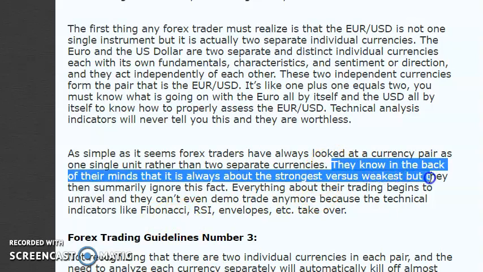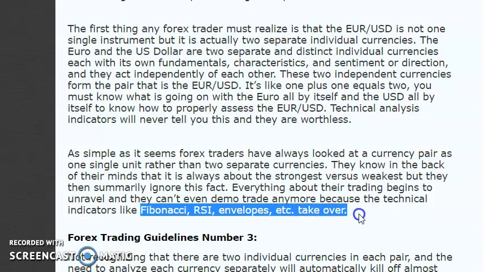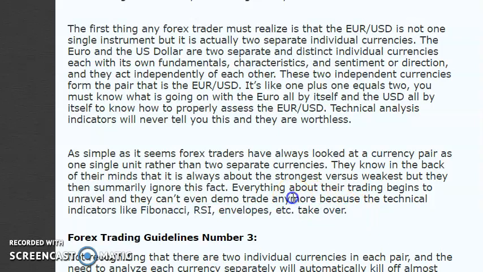Most currency traders know it's always the strongest and the weakest currencies that if you pair them up, you're going to make some pips. But they still use the technical indicators, the standard indicators like the Fibonacci's and the RSI and the envelopes and all the garbage that's out there. And they keep expecting them to work, but it doesn't.